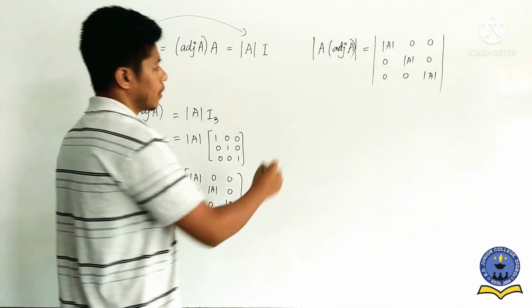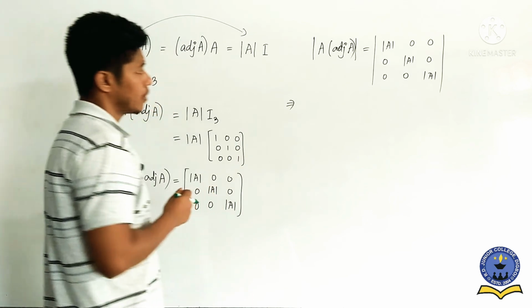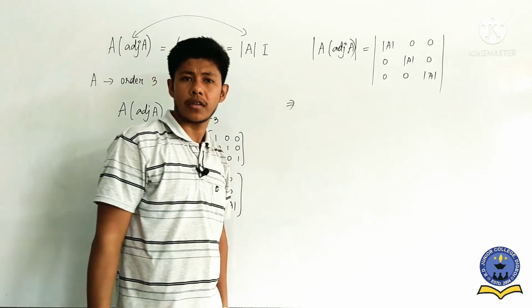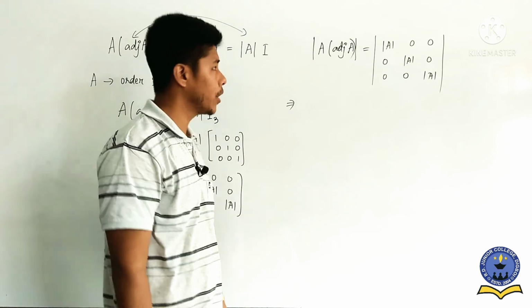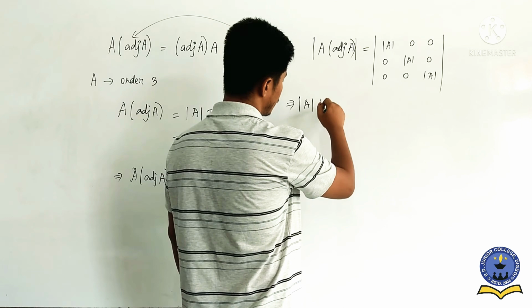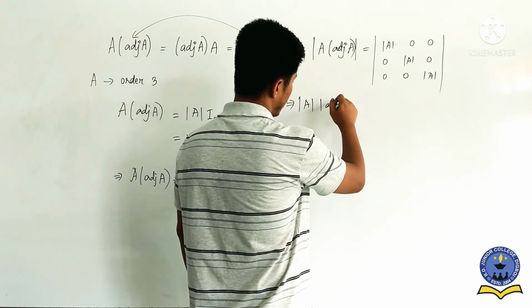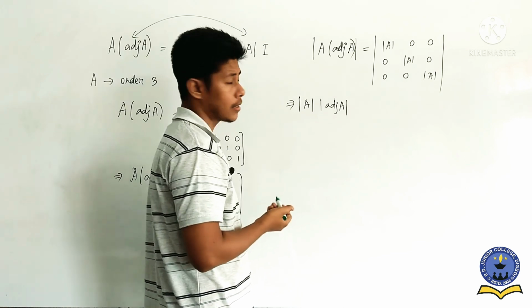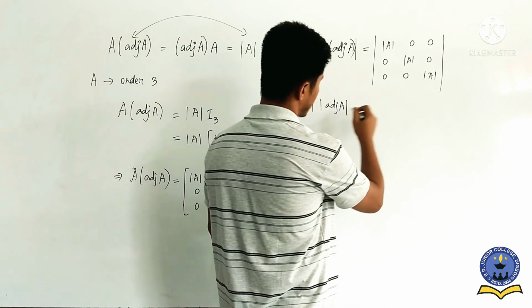Is it clear? Now in this case, very interesting, since already we know determinant of AB equals determinant of A into determinant of B. So that's why in this case you write determinant of A into determinant of adjoint of A, like in this way. Is it clear? Because already we discussed this one.